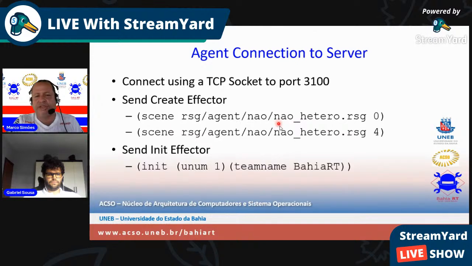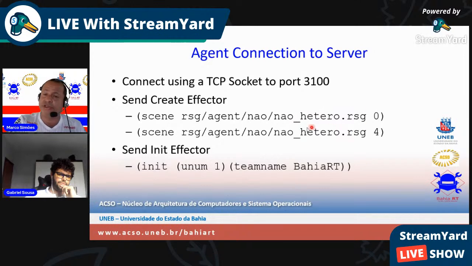In the case of the Nao RSG, which is the default model that we use in the 3D competition, we must send a second parameter that says what type of Nao we are using. In this example, in the first command, we have type 0. In the second example, we have type 4. What are these types? In the last years, we have created some variations of the Nao robot model. Some Naos have longer legs, others have an extra joint, for example, a toe joint to move the extremity of the foot. We also have some Naos that have faster motors, so you can move parts of the body faster than other Naos. All of them are variations of the standard Nao.